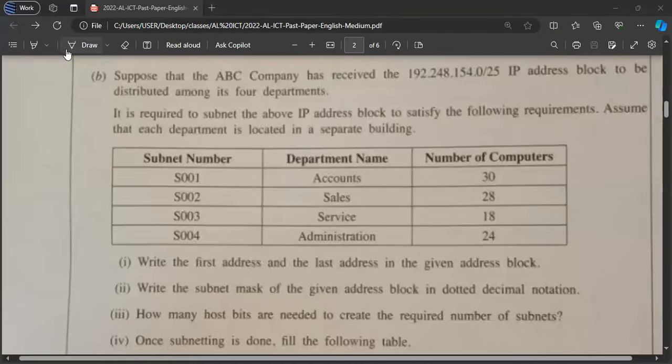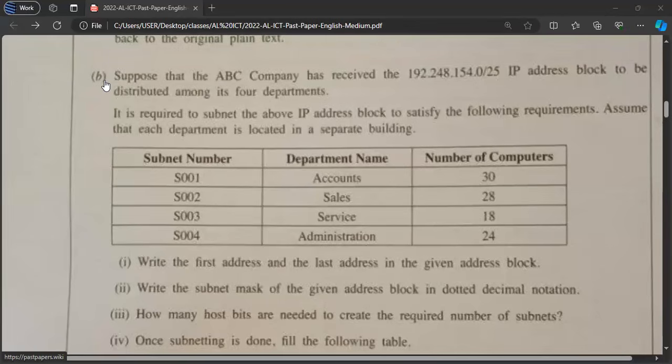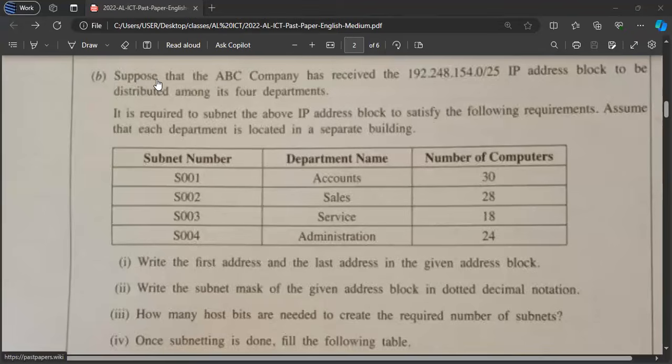Right, okay. So the networking question 2022 past paper. Let us consider this question. I'm discussing only this B part, and only targeting this specific section. I'm not going to discuss the entire question. So let us move into the discussion.